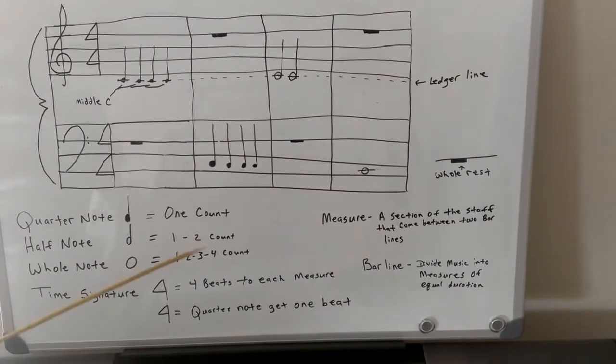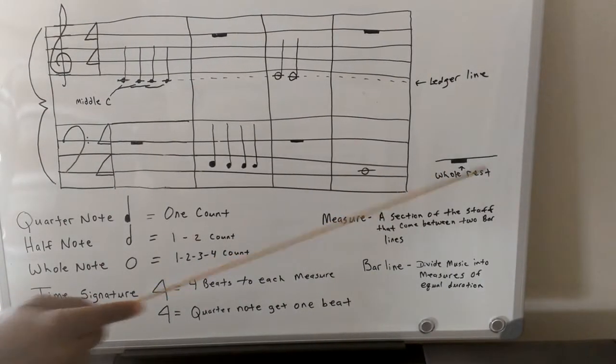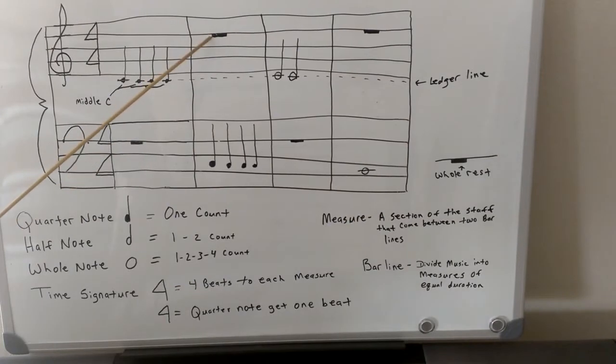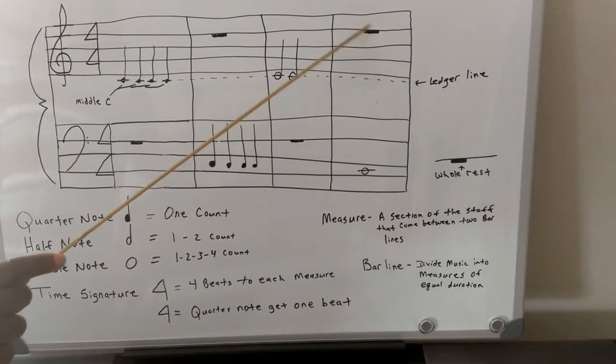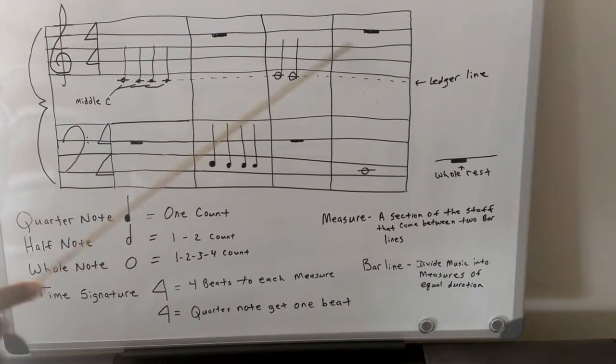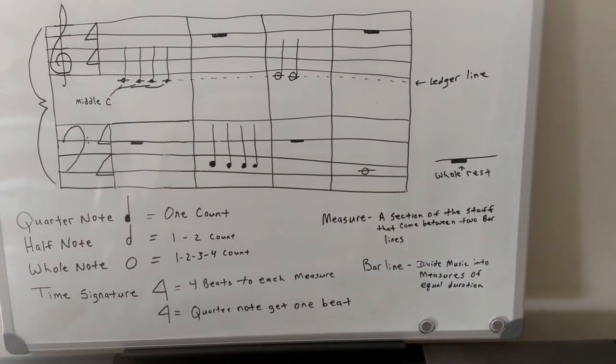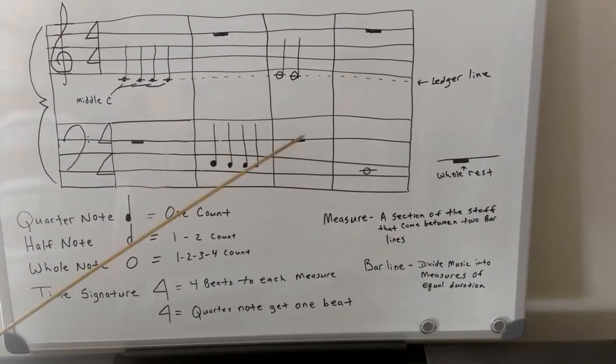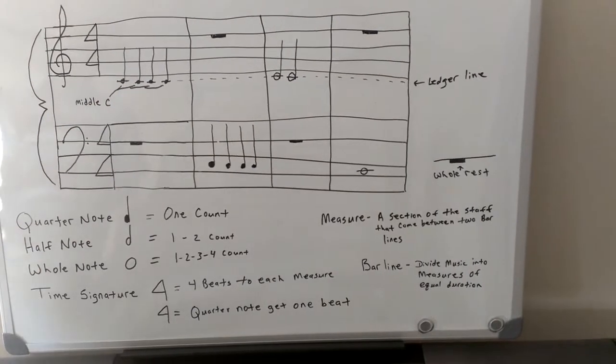We have that, and now we have the whole rest. It means that for that measure, nothing happens with that hand. With the right hand, nothing happens when you're playing something with the left hand. And on this, with the left hand, nothing happens when you're playing something with the right hand.